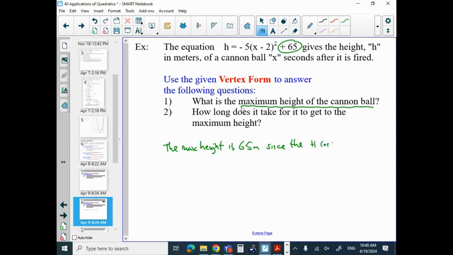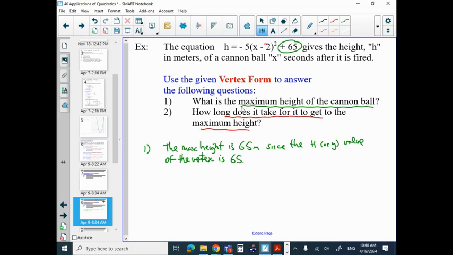since the vertex, the h or y value of the vertex, visible from vertex form, obviously, is 65. Okay, so that's number one. Number two, it says how long does it take to reach that maximum height? Right? How long does it take to get to that maximum height?